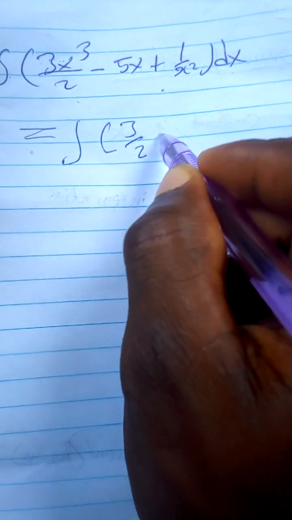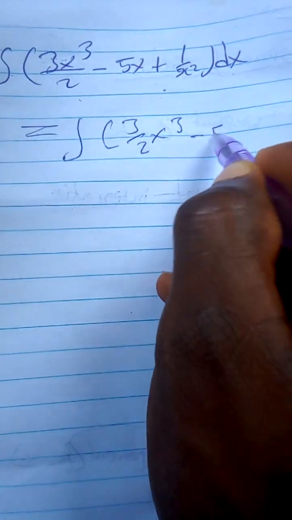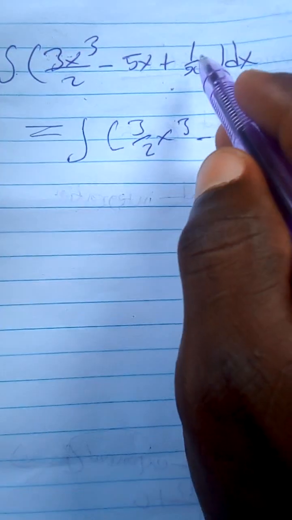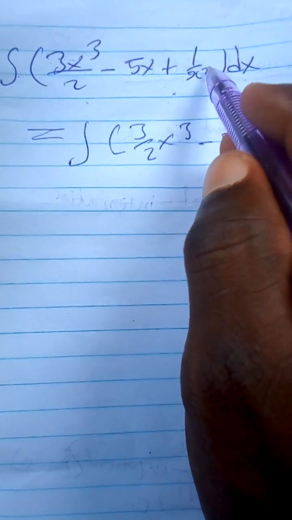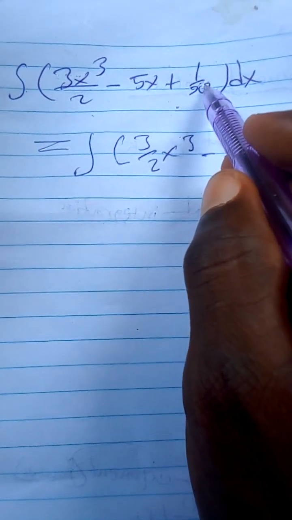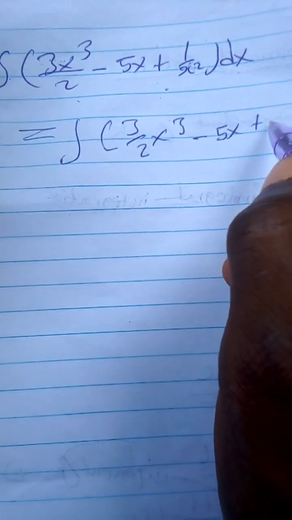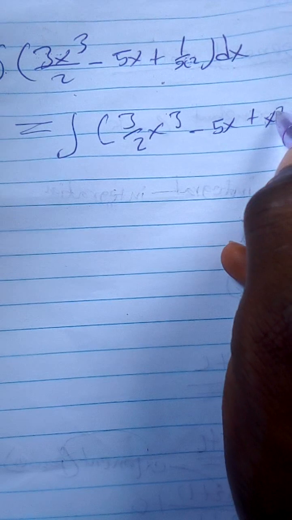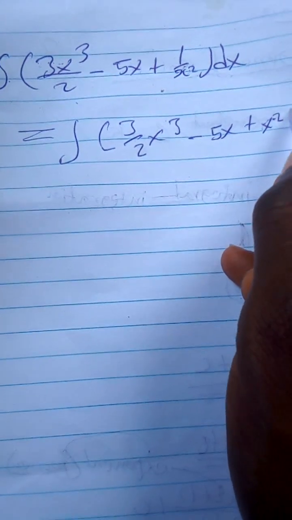So now we have the integral of 3. This one we need to divide by this. So now what do we have? 3 divided by 2x to the power 3, minus 5x, plus. Now this one is a division line, so if this one goes up, the division totally changes the sign to minus. It changes the sign of the exponent to -2. What do we have? We have x to the power -2, dx.